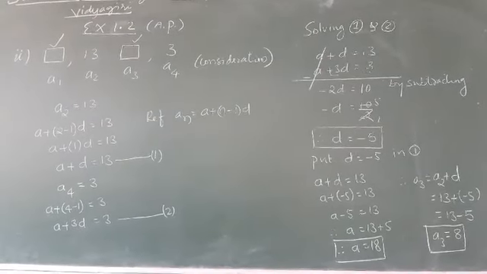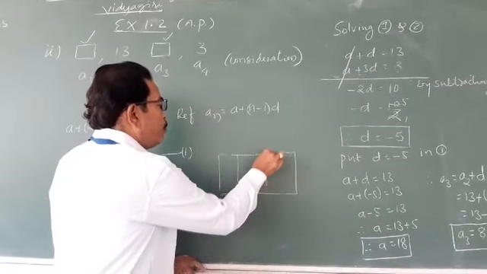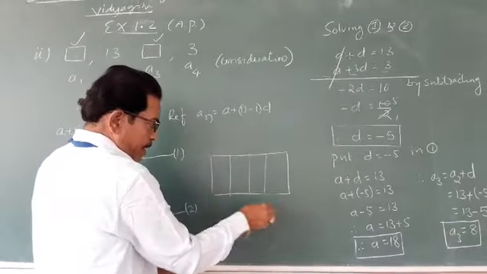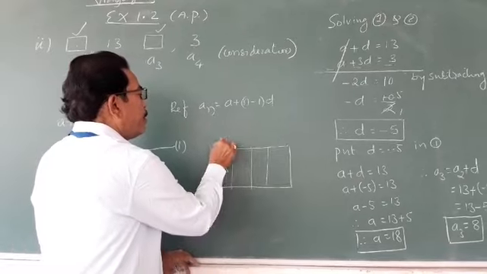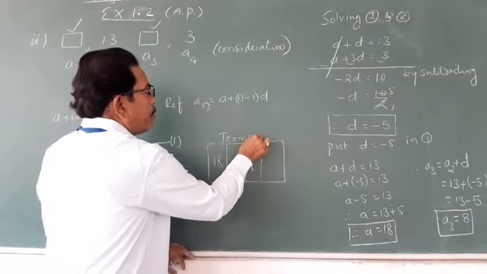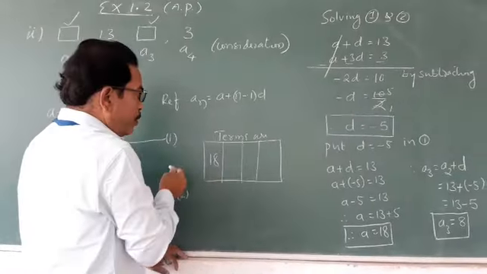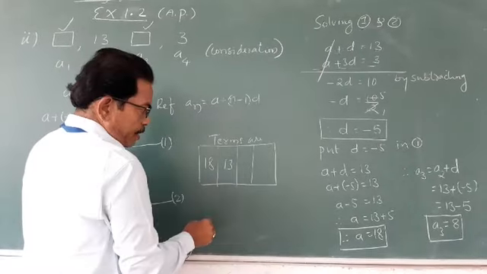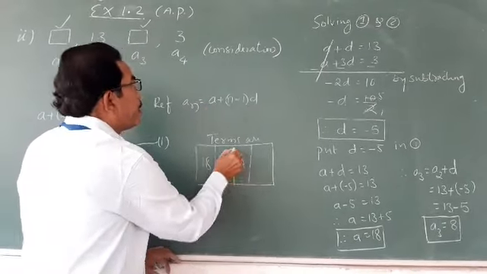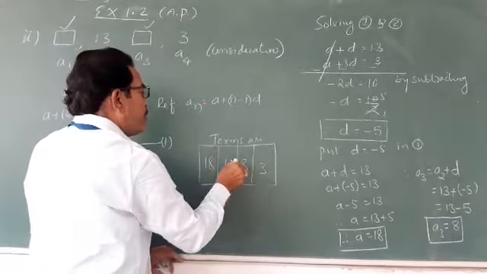If you want to write, you can write all the 4 terms by keeping them in boxes 1, 2, 3, 4. That is A1 is 18, A2 is 13, then A3 is 8, then A4 is 3. These are the required terms of the AP: 18, 13, 8, 3.